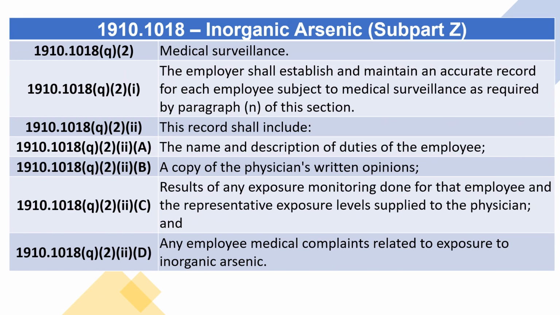1910.1018(q)(2) Medical surveillance. 1910.1018(q)(2)(i) The employer shall establish and maintain an accurate record for each employee subject to medical surveillance as required by paragraph (n) of this section. 1910.1018(q)(2)(ii) This record shall include 1910.1018(q)(2)(ii)(A) through (D): the name and description of duties of the employee; a copy of the physician's written opinions; results of any exposure monitoring done for that employee and the representative exposure levels supplied to the physician; and any employee medical complaints related to exposure to inorganic arsenic.